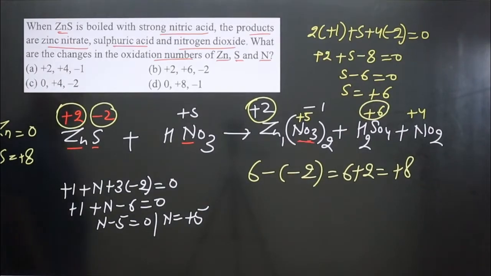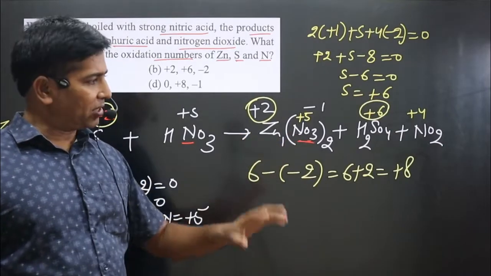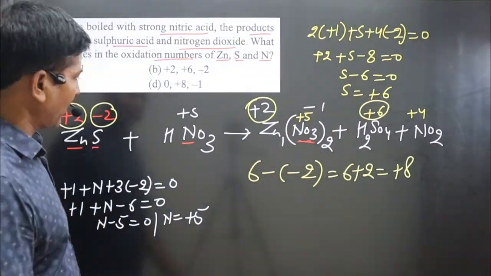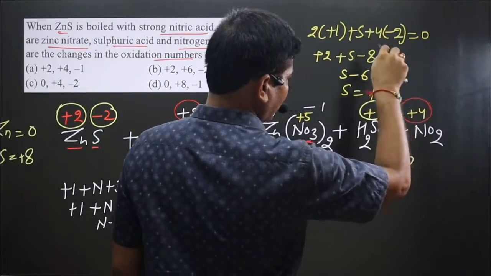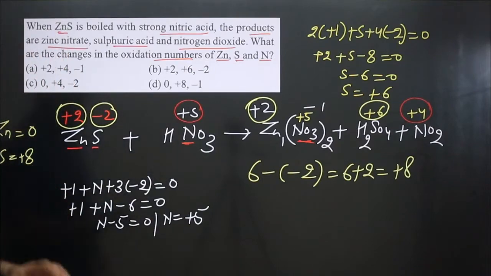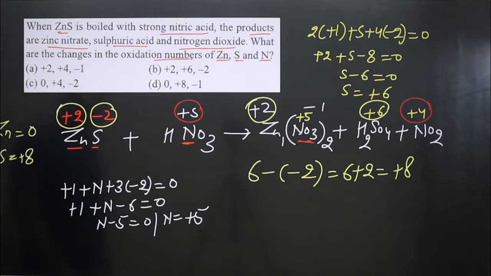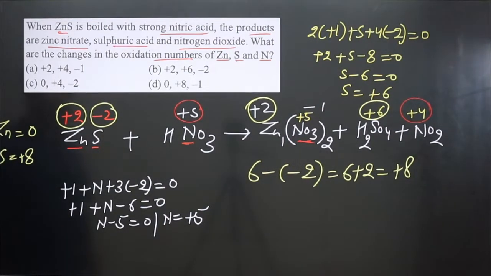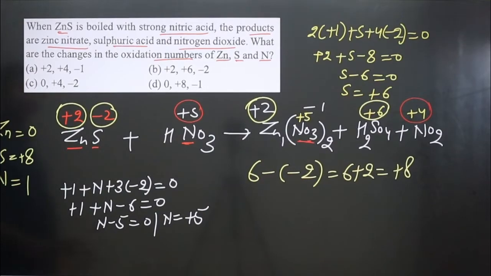Very good. Now in the case of nitrogen, you can see this nitrogen and this nitrate ion have the same oxidation number, but one more nitrogen is present. In this case it is present in +5 oxidation number. Other side nitrogen is present in +4 oxidation number. 5 minus 4 is equal to 1. In the nitrogen case, nitrogen dioxide, it is 1. This is what we are getting in the answer.